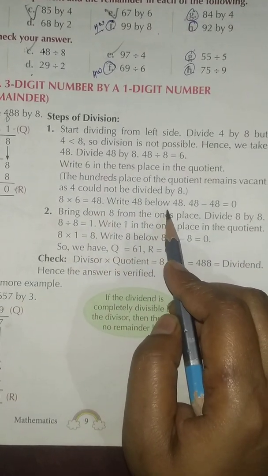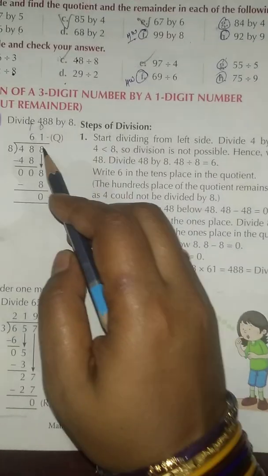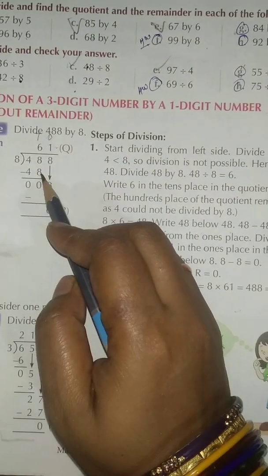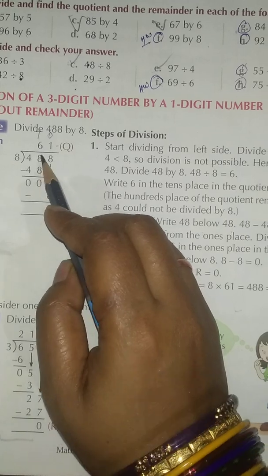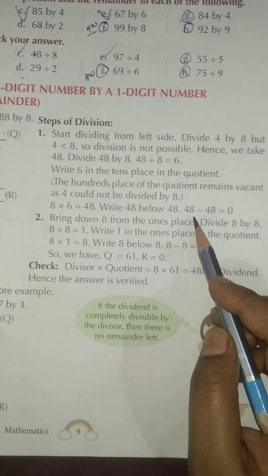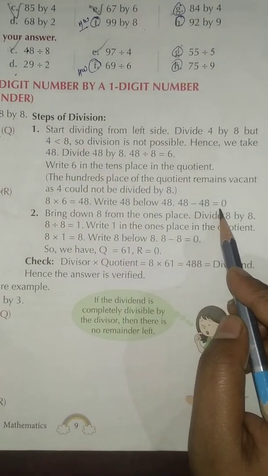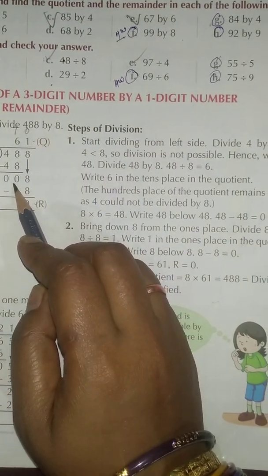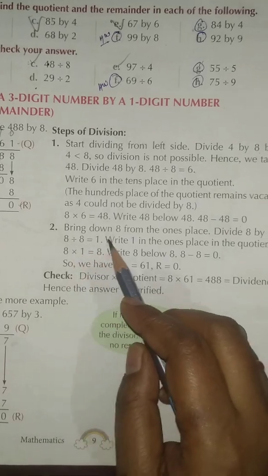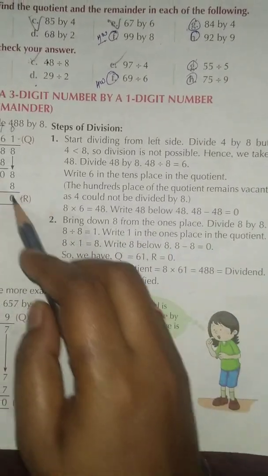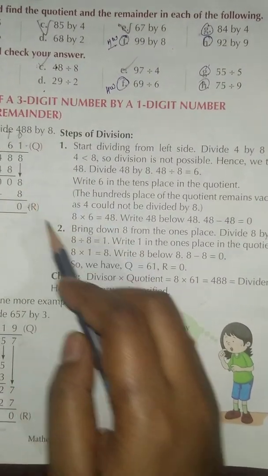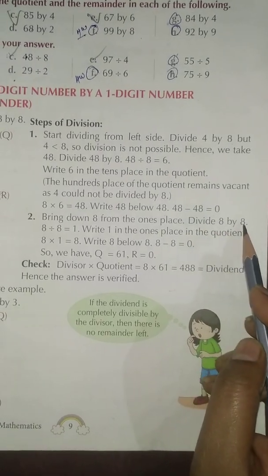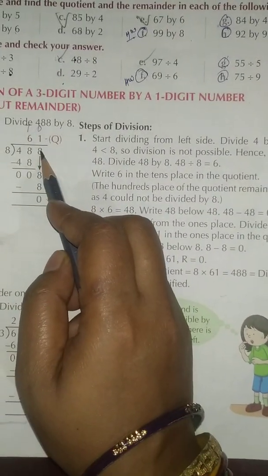Next line given: 8 into 6 is equal to 48. Write 48 below 48. So 8 sixes are 48, so we have written 48 below this 48. Okay. So 48 minus 48 is equal to 0. Step number 2 given: bring down 8 from the 1's place. So we will bring down 8 from the 1's place and divide 8 by 8.